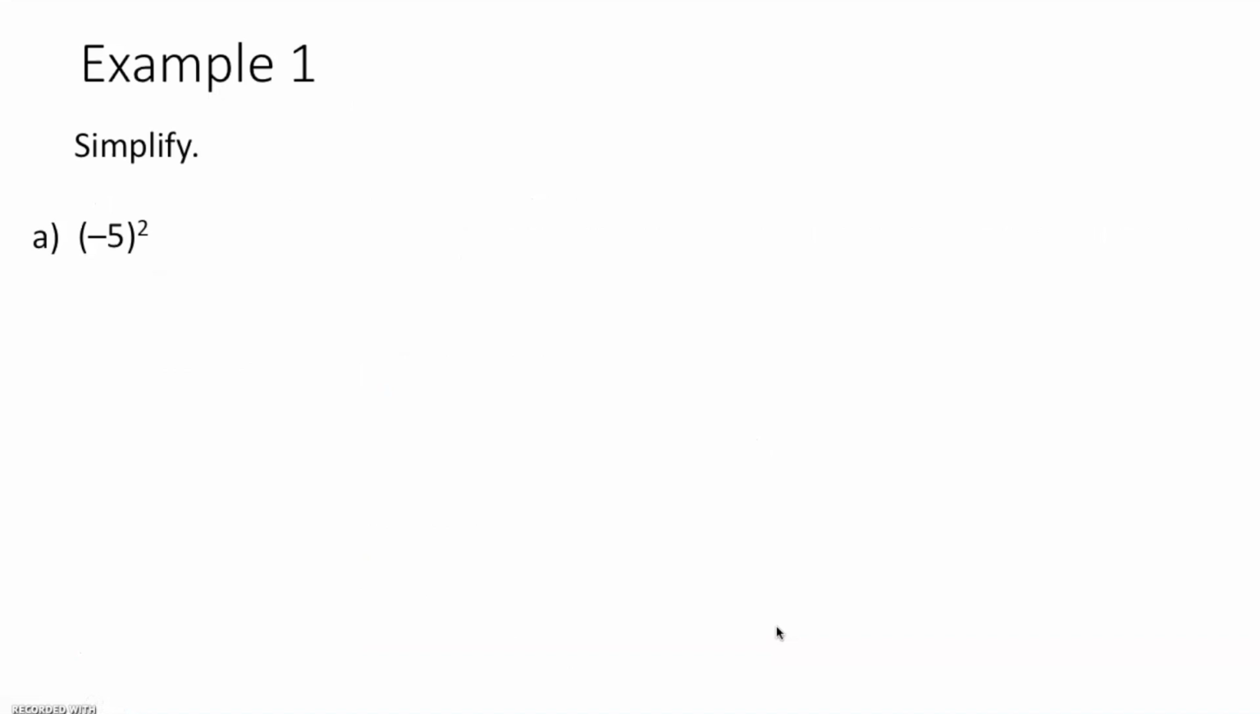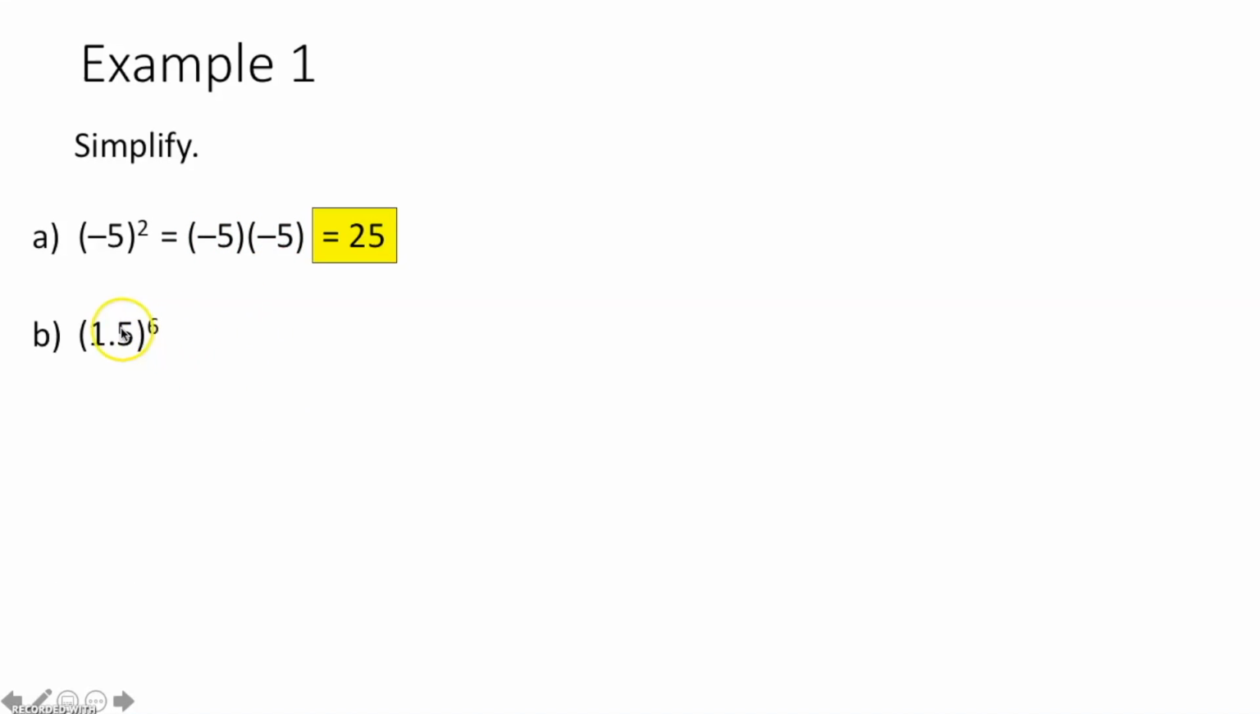It's example time. Example 1 says simplify. We have -5 to the second power. Now notice this -5 is in parentheses. This is a big deal because what this is saying is not just to raise the 5 to the second power and then multiply it by this negative out front. It's saying take -5 and multiply it by itself twice. So that's what we're going to do. -5 times -5. Now remember, a negative times a negative makes a positive. So -5 times -5 is going to be positive 25.